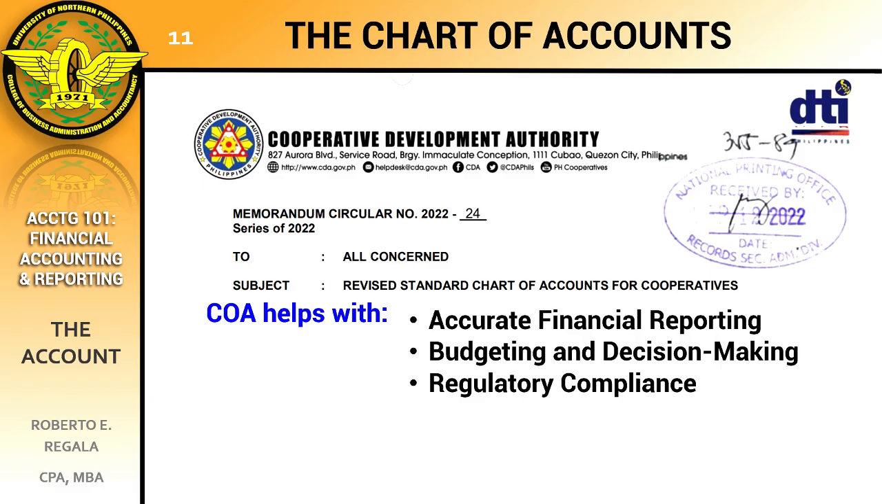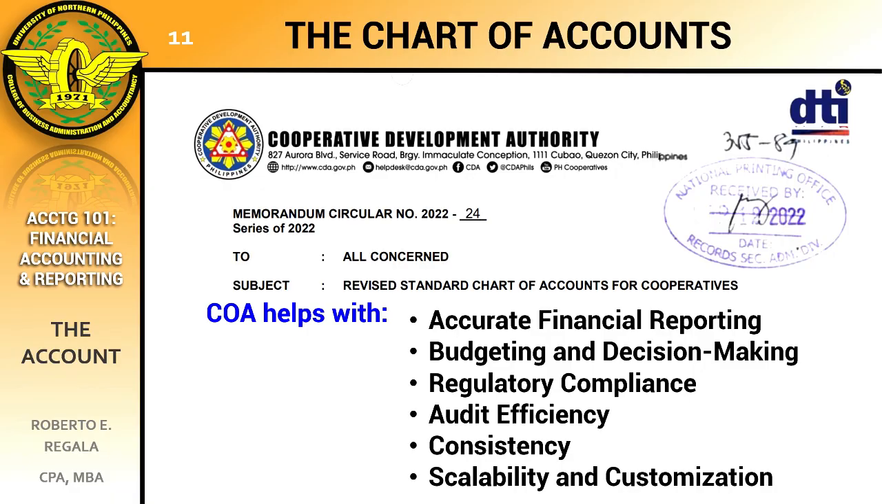A COA ensures financial data is organized for calculating taxable income and claiming deductions, and is also very helpful during tax audits. Audit efficiency, making internal and external audits easier because everything is organized. Consistency, keeping the same structure over time is essential for reliable financial data and allows for good comparisons over time. Scalability and customization, it can grow as the business does and can be tailored to specific industry needs. Different industries might also structure their COAs differently, like retail, manufacturing, service, or nonprofits.